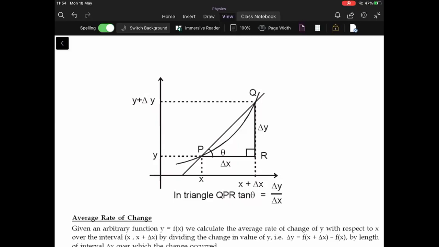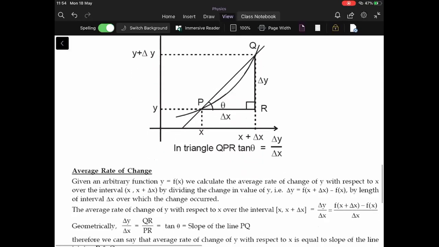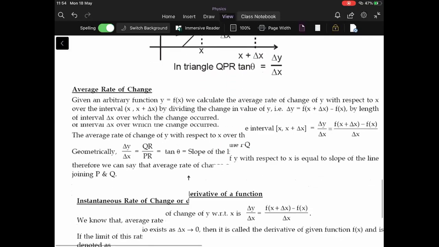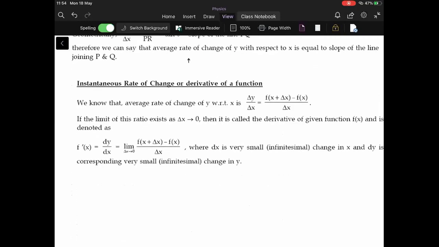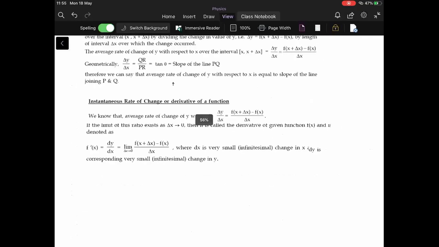Here the function y relates the variable y with variable x. X is independent and y is dependent. Is it clear? So you calculate the average, which is very simple. Then if you want to find out the instantaneous rate of change, what you have to do is bring your point Q as close as possible.